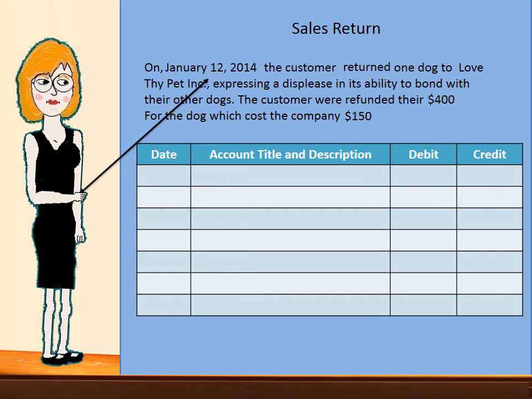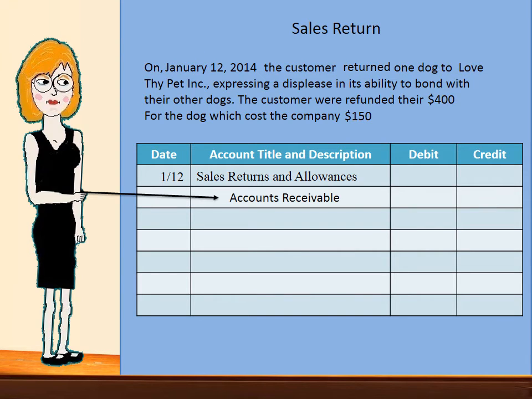Here's our example on January 12th. We'll put the date here. Customers return one of the dogs, so we'll do sales returns and allowance, which is a contra revenue account. It will reduce the amount of sales. And accounts receivable, because of course we'll be reducing their account for the amount of the return. Return of one dog is our description. We charged them $400. We'll be returning that amount, so we will debit sales returns and allowance, which increases that account, and then we will credit accounts receivable, which will decrease that account.